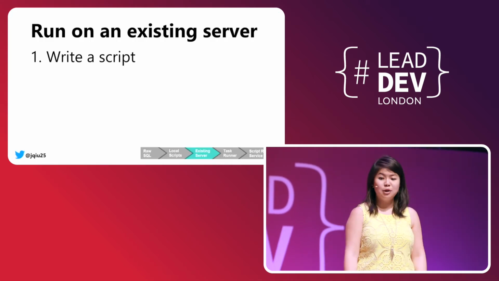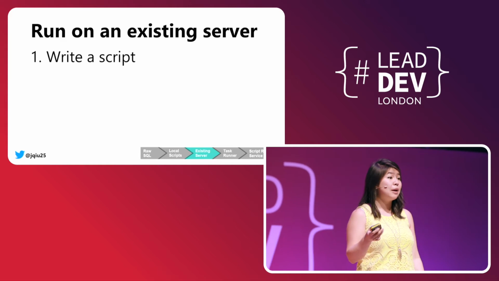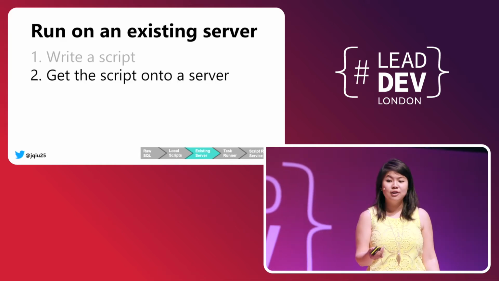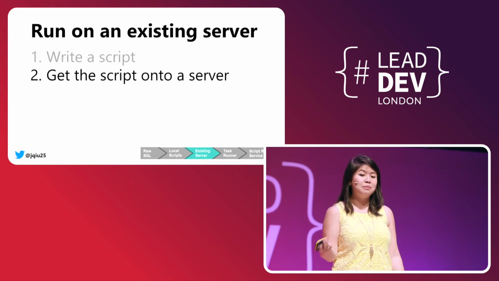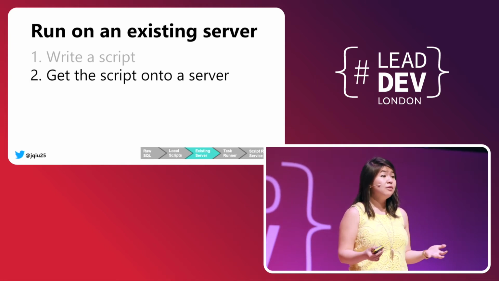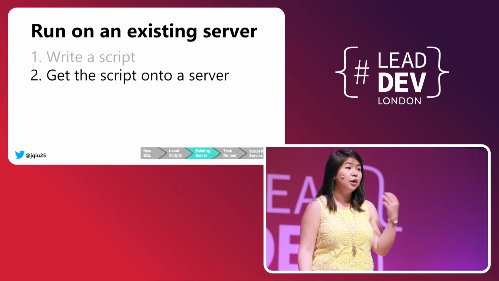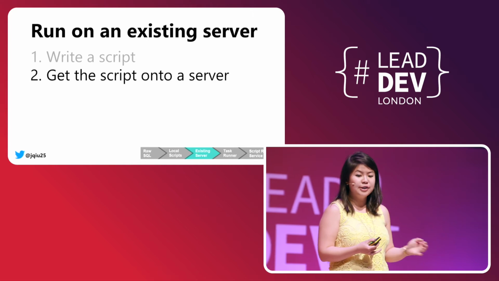So similar to running scripts locally, I would start by writing my migration scripts. Because we're running the script on a server, the next step is actually to get the script onto the server. There's a lot of different strategies for doing this. You could deploy or fetch a copy of the code. You can upload or transfer the script.